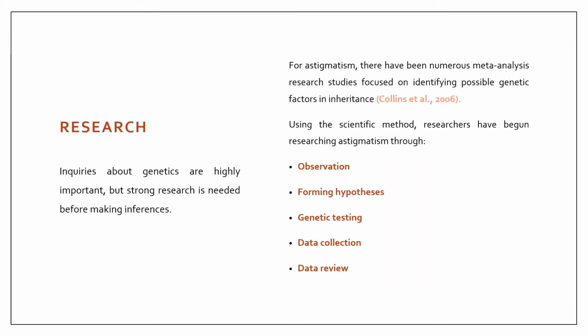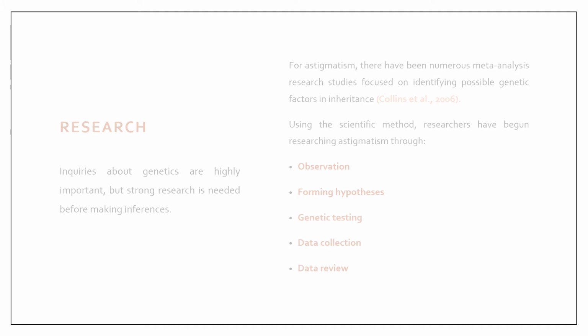Inquiries about genetics are highly important, but strong research is needed before making inferences. Because of the role genetics play in our daily lives, scientists must make sure their information is credible, up-to-date, and applicable. For astigmatism, there have been numerous meta-analysis research studies focused on identifying possible genetic factors in inheritance. Using the scientific method, researchers have begun researching astigmatism through observation, forming hypotheses, genetic testing, data collection, and data review.